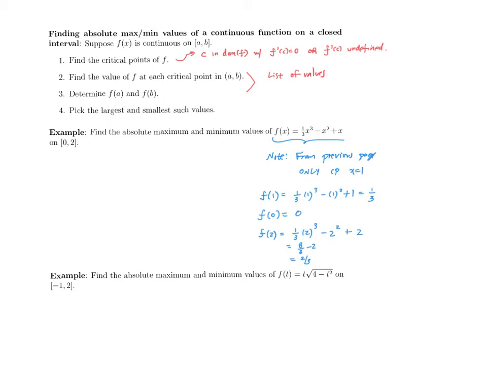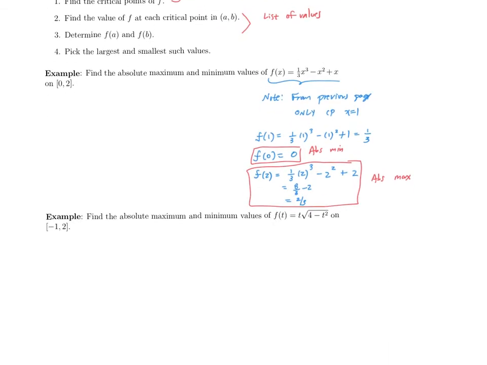And looking at these values, 1/3, 0, and 2/3, we need to pick the smallest and the largest. The smallest would be f of 0 equals 0, which we would indicate as being our absolute minimum. And the largest would be at 2, which we indicate as being our absolute maximum. And this is exactly what you would have to indicate for me. Once you have that list of values, just circle whatever the smallest one is and right next to it write absolute minimum. Circle whatever is the largest and right next to it write absolute maximum.